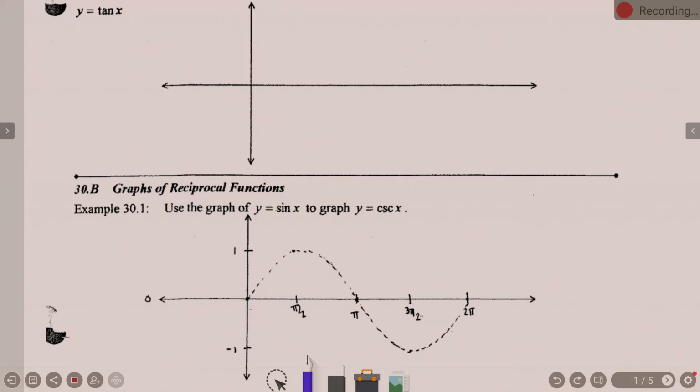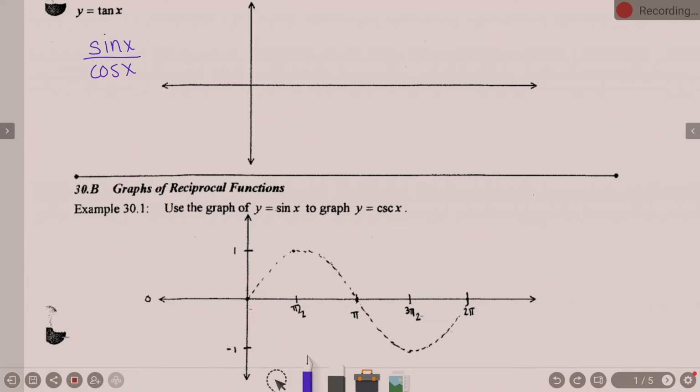Now, one thing I will remind you of, tangent. Tangent is what over what in terms of sine and cosine? Tangent is sine x over cosine x. And here's how that helps me. Sine is in the numerator, so when sine equals 0, when there's 0 on top of a fraction, that fraction is 0. So the point I'm making here is that your zeros, those x-intercepts of sine, are going to be the same x-intercepts of tangent.